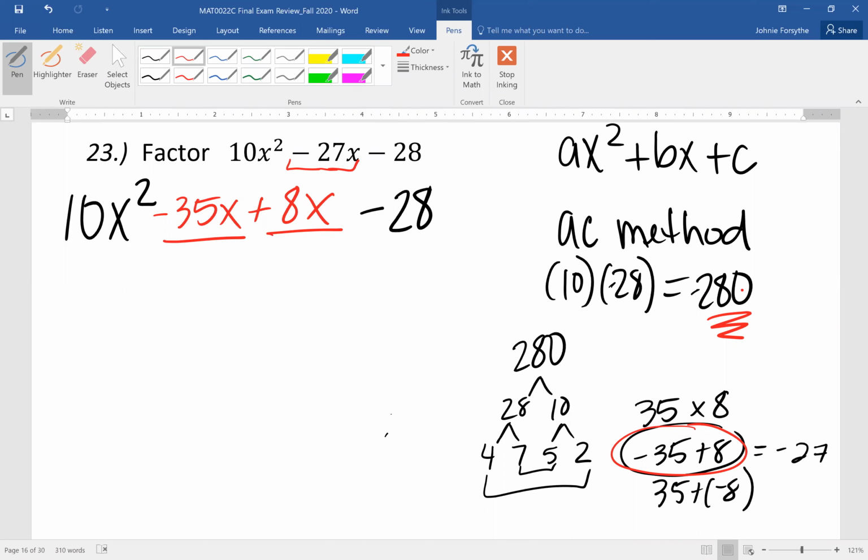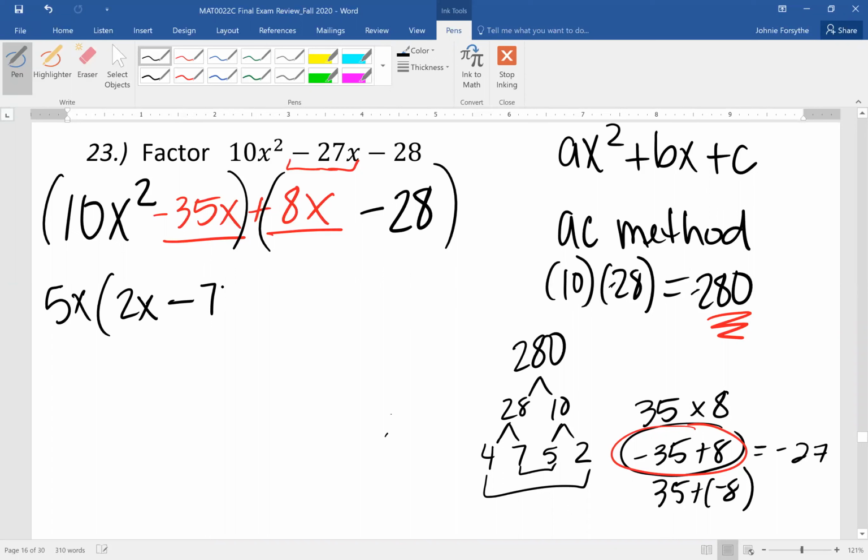Okay. So now I've got 4 terms here. So I'm going to use grouping to factor this. So I'm going to group the first 2 and the second 2. So I'm looking for a GCF out of the first 2 terms. So this would be 5x. When I factor out 5x, times 2x gives me 10x squared. 5x times negative 7 gives me negative 35x.